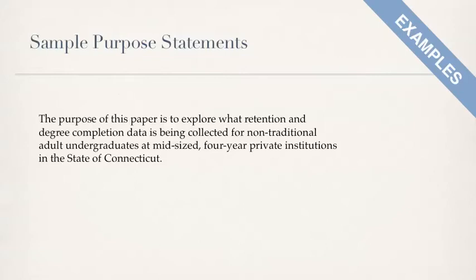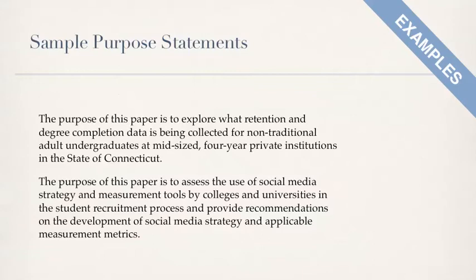Then the verb is followed by the topic of the paper. What retention and degree completion data is being collected? And that's followed by the population of the topic, non-traditional adult undergraduate students. And you see how narrowed that population is here? And then finally, the site or institution where the student intends to conduct the project at mid-sized 4-year private institutions in the state of Connecticut. So that is a great example of a very clear purpose statement.